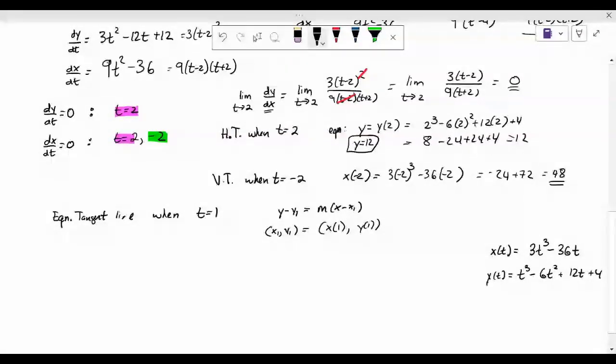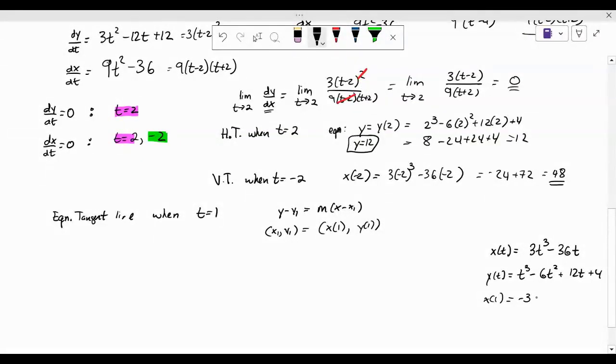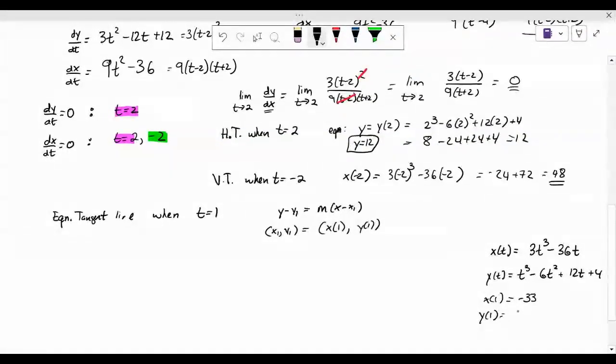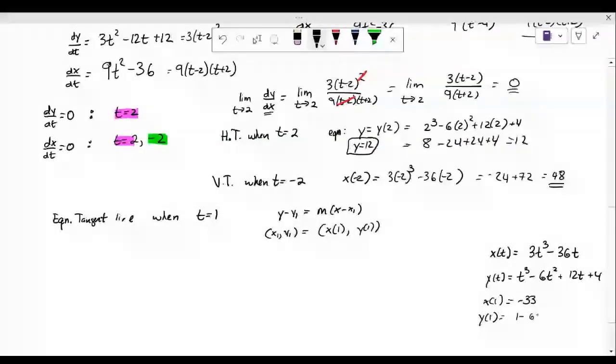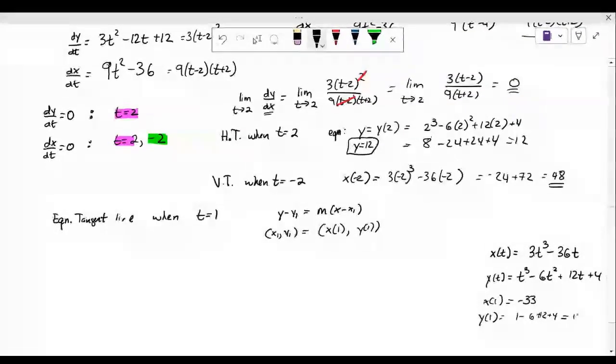All right. So the point is not bad. If they give you a value of the parameter, just plug it in for the parameter, and you get that x would be negative 33. Right? I think I know how to subtract. Yeah, 33. And y would be, what is it? 1 minus 6 plus 12 plus 4. So 6, 10, 11. All right.